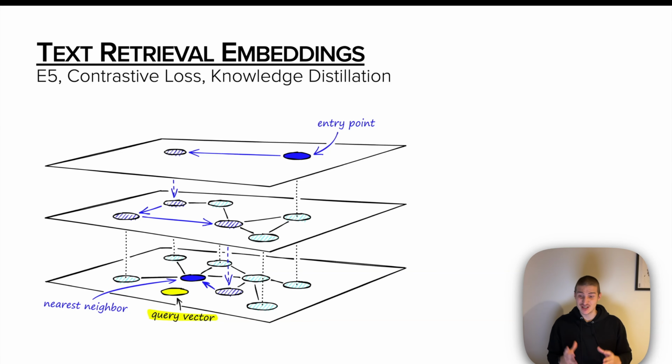Today we'll talk about text retrieval embeddings, such as E5. So we'll talk about how to train them, what is contrastive loss, what is knowledge distillation, and in the second part of the video we're going to read the source code for pre-training of such a model.